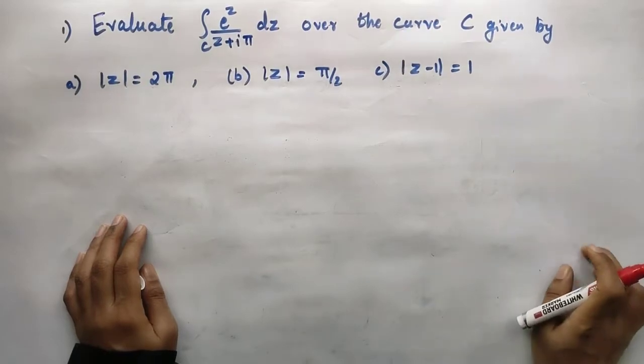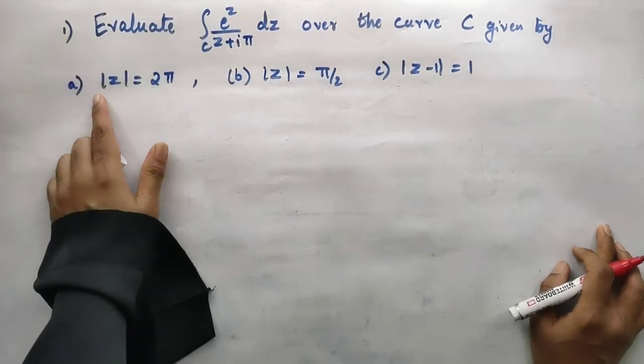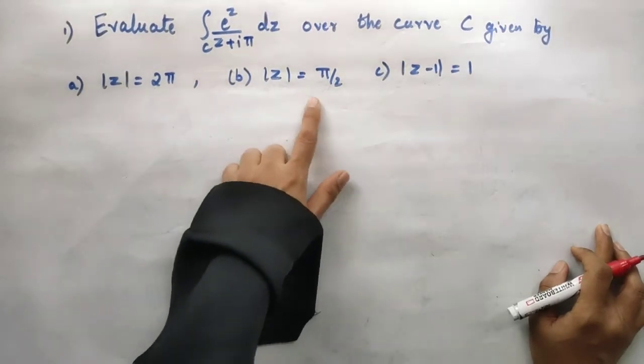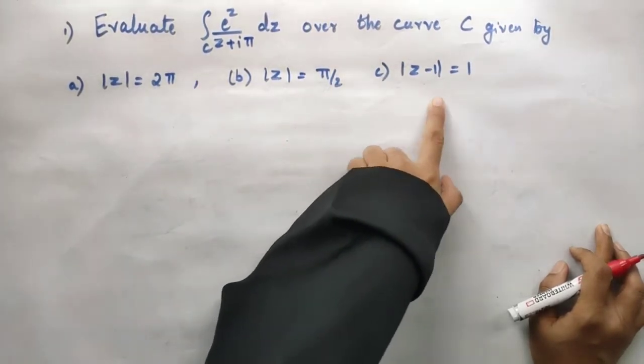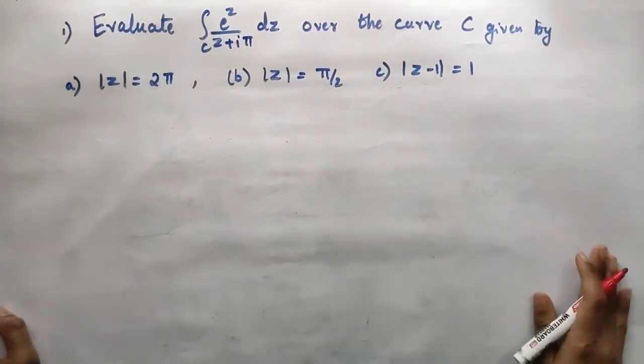Now here is one problem for you. Evaluate the integral over the curve c of e to the power z divided by z plus i pi dz, over the curves c given by: first, mod z is equal to 2 pi; second, mod z is equal to pi by 2; and third, mod of z minus 1 is equal to 1. So for all these three curves we have to discuss in detail.